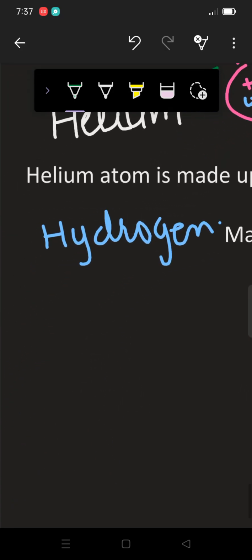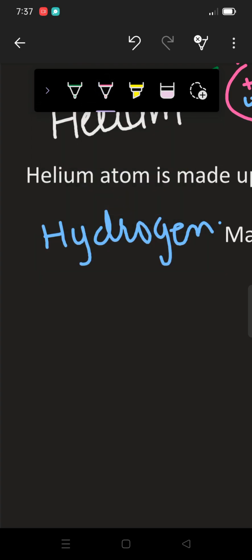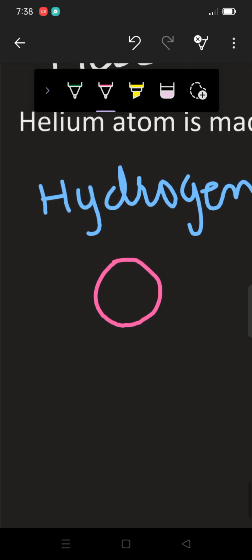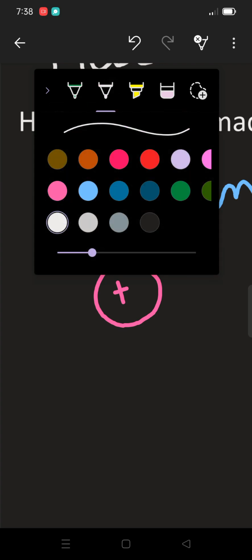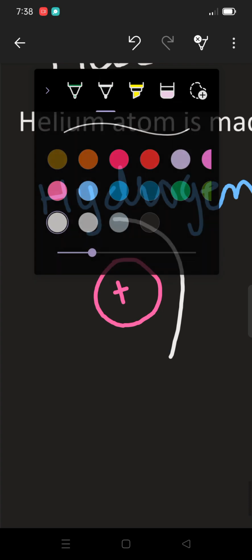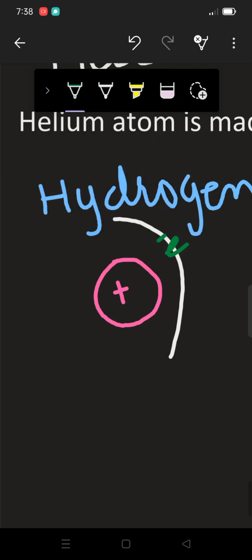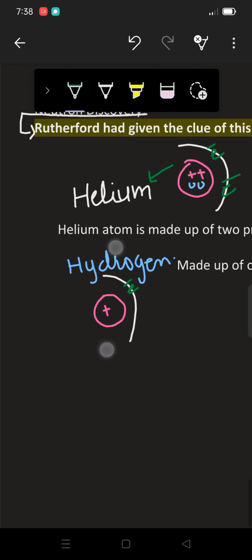As compared to helium, we have the hydrogen atom as well, and the hydrogen atom has one proton. Of course, I don't know what is inside the nucleus right now, since hydrogen has no neutron, but I still don't know what I have inside the nucleus. I just know that I have a proton inside the nucleus, right? So I am just going to make the electron here as well. This is one electron, so one proton, one electron.